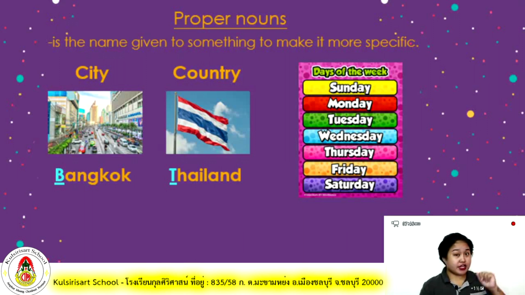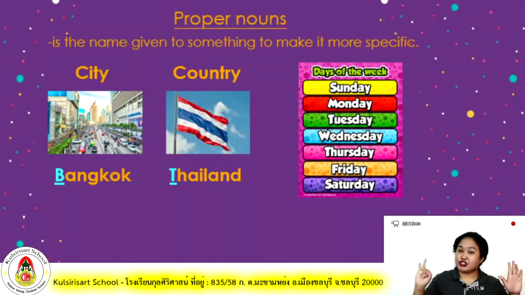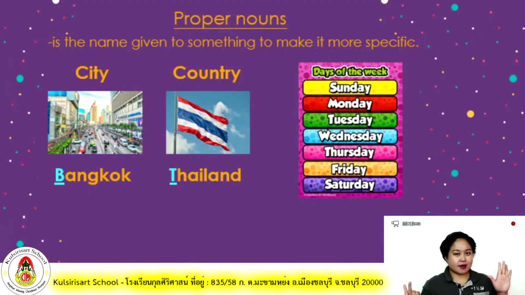Can you remember your days of the week? Let's start with Sunday. Can you say Sunday? Louder. Very good. Monday. Tuesday. Wednesday. I want to hear your letter S. Wednesday. Again. Very good. We have Thursday, Friday, and Saturday. Can you recite them along? 1, 2, 3, go. Let's start with Sunday.